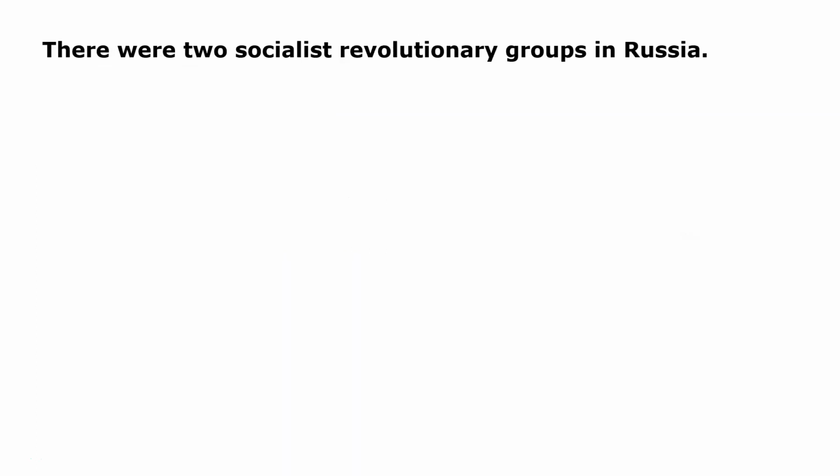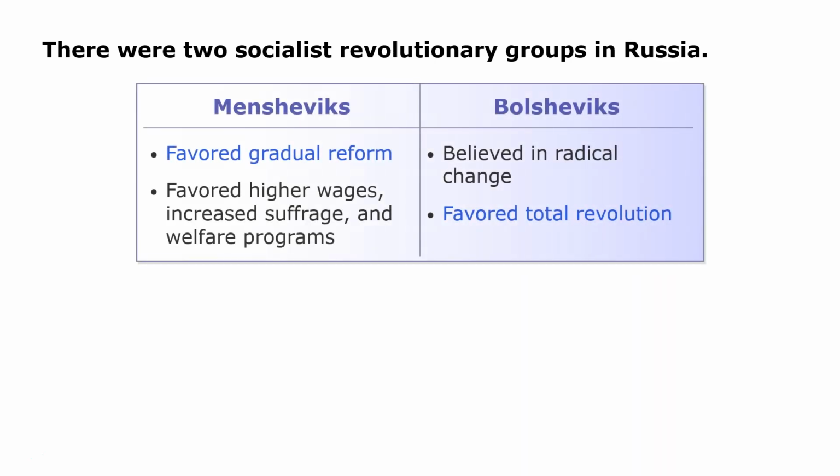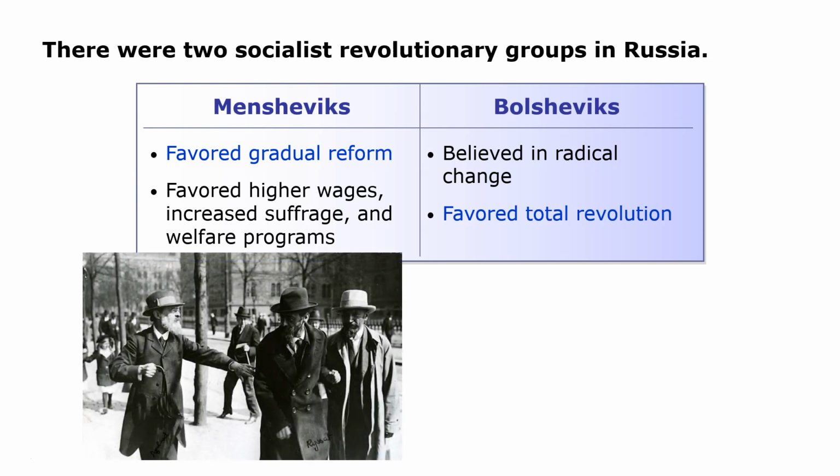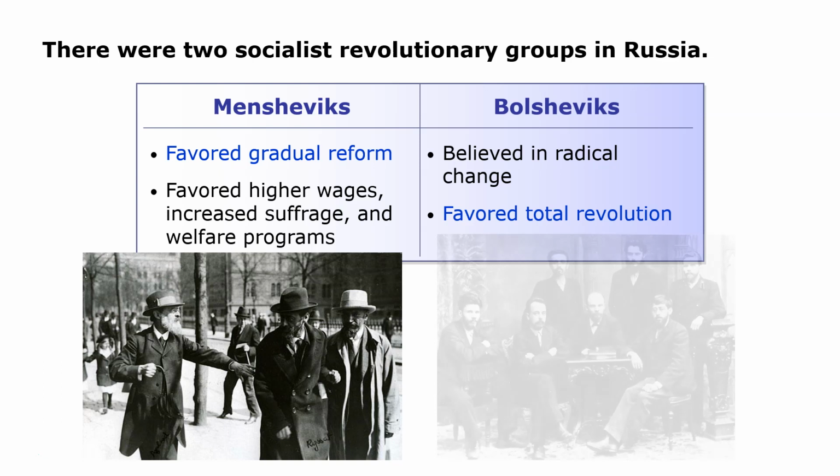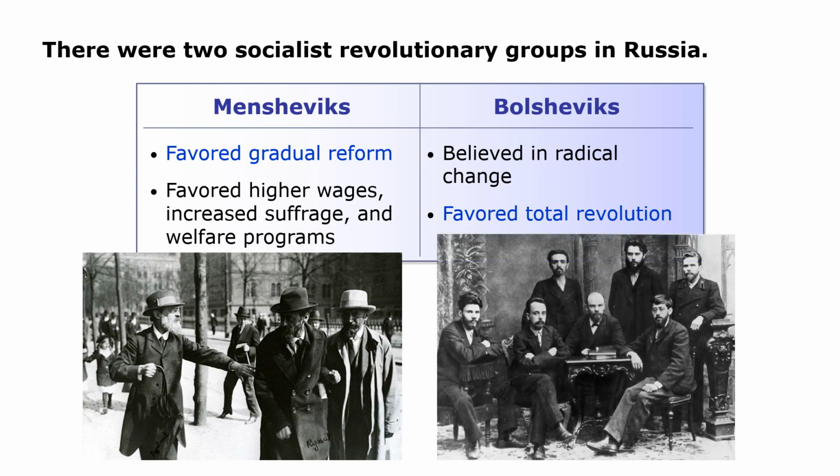So the two revolutionary groups, the radical revolutionary groups in Russia, are the Mensheviks and the Bolsheviks. All right, now the Mensheviks are a little more conservative, so they favor changing things gradually, so gradual reform. So they would support higher wages for the workers, increased suffrage or voting in the population, some social welfare programs to provide for those that can't take care of themselves. And then you've also got the Bolsheviks, and the Bolsheviks believe in radical change. So they want to change things yesterday. So they don't want to wait and work within the process necessarily. They want a revolution to instantaneously put in their type of government. So the Mensheviks and the Bolsheviks are the two primary revolutionary groups in Russia.